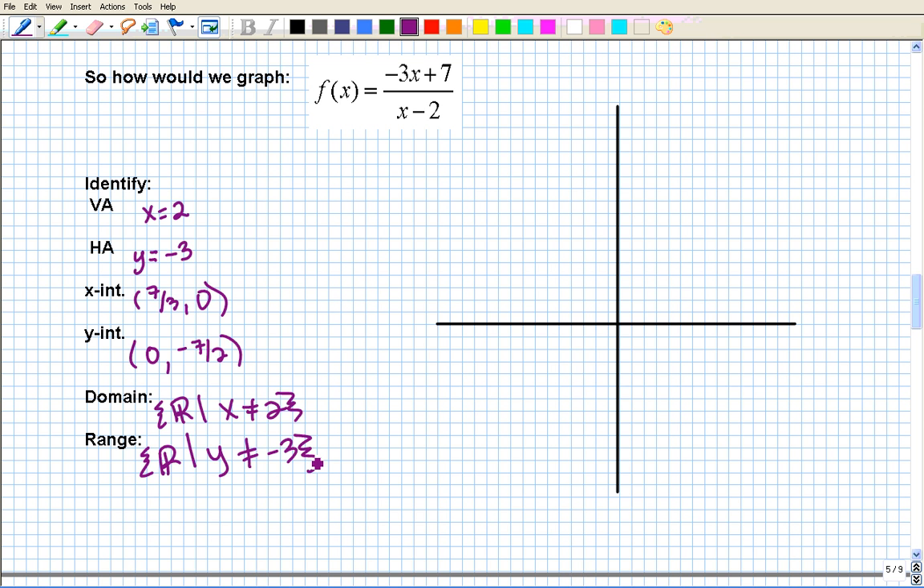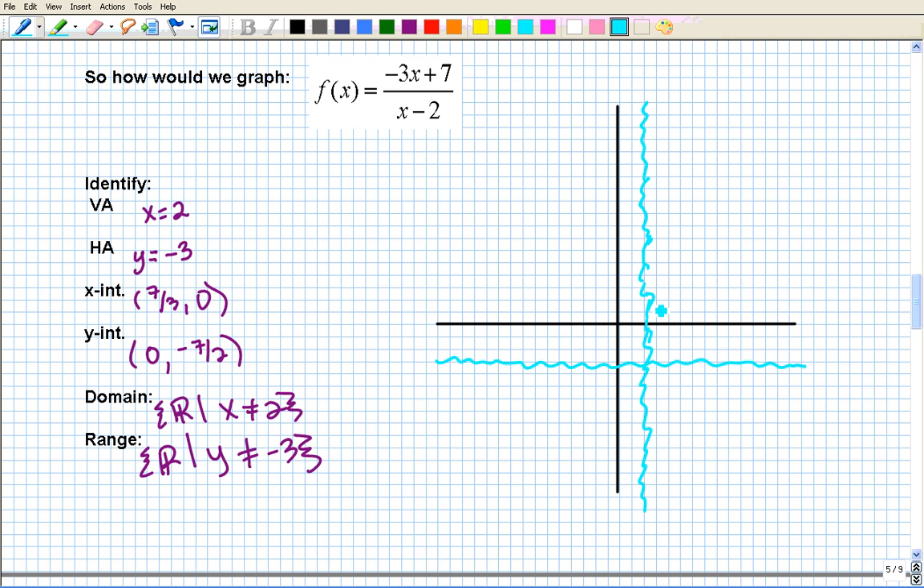So again, what I'm going to do is plot the asymptotes first and then go from there. I'm going to use that blue color again. I've got a vertical asymptote at 2, so that's x equals 2. Put in a squiggle line there. Okay, and then my horizontal asymptote is at y equals negative 3. So 1, 2, 3. Okay, so there are the asymptotes.